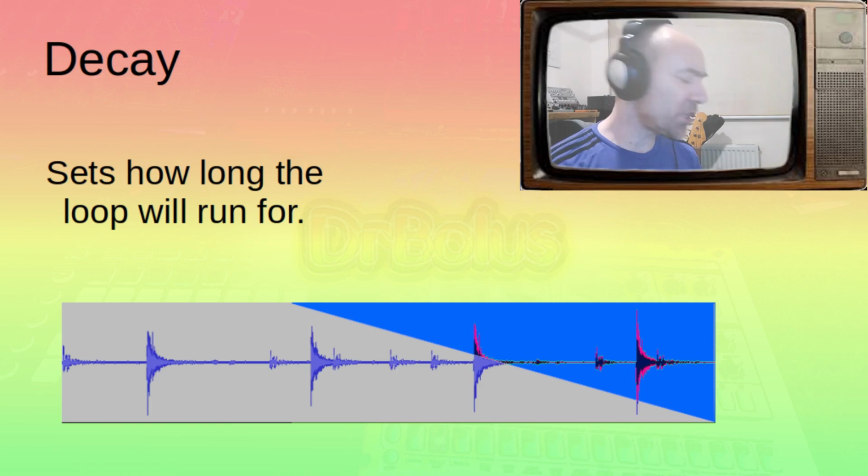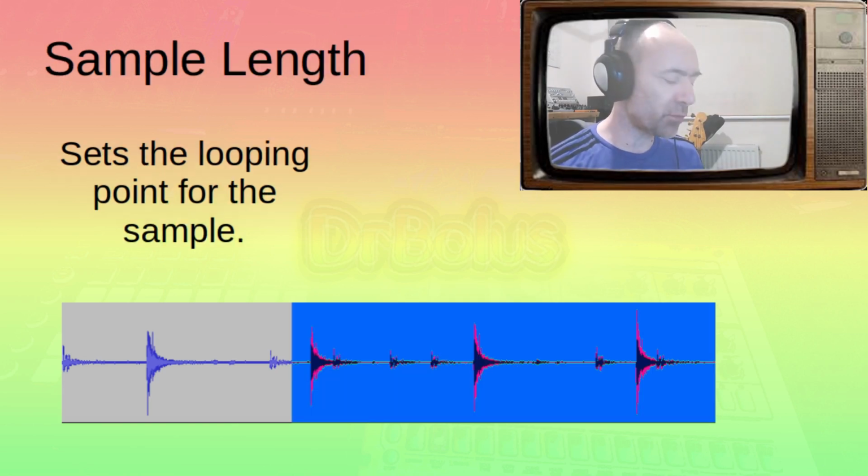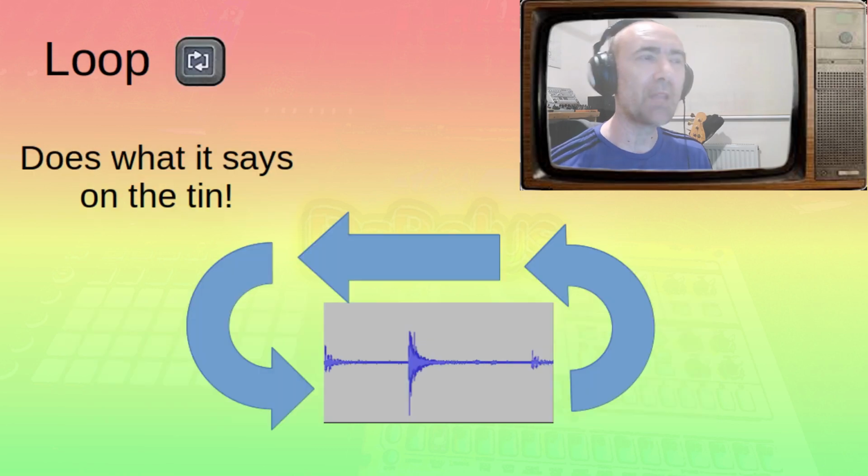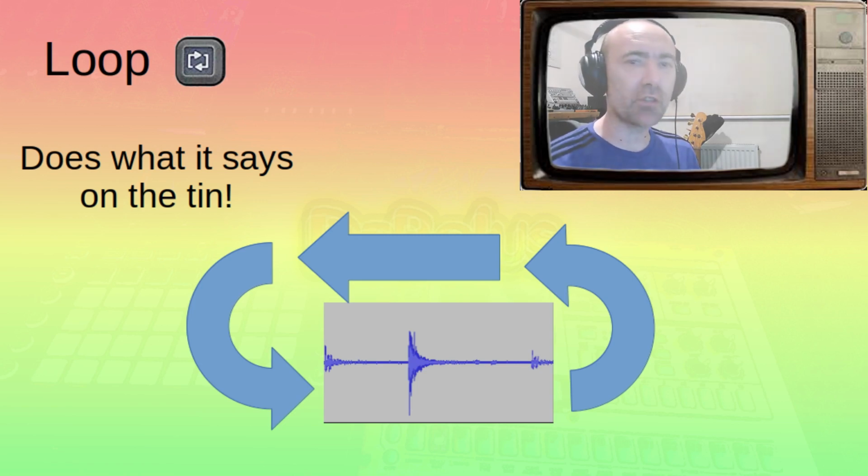The decay performs another function as well. It sets how long the loop will run for. So let us have a look at what this loop does. We've mentioned it twice already. We've mentioned that the sample length sets the length of the loop, and we've said that the decay tells you how long the loop will run for. So what exactly is the loop and what does it do? Well, pretty much it does exactly what it says on the tin. It repeats whatever sound you've got in there.